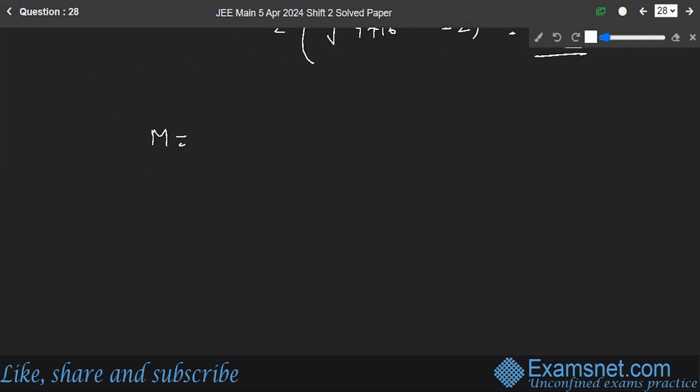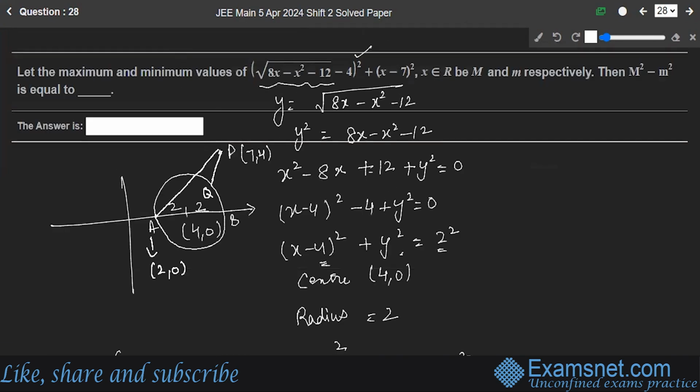That means you got your capital M as 41 and small m as 9. So M square minus m square will be equal to 41 square minus 9 square, which is 1681 minus 81. So 1600 is the answer to the question. Hope you got that. Let's move to the next question.